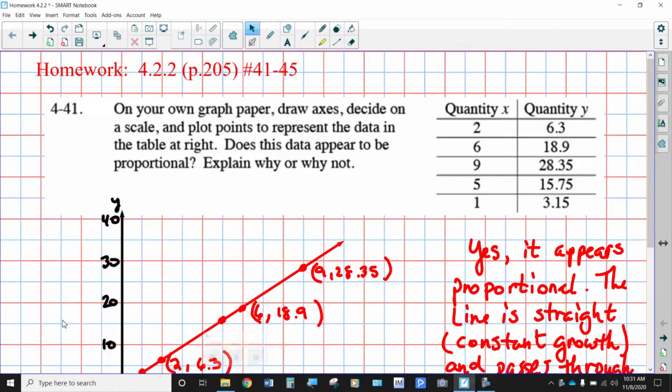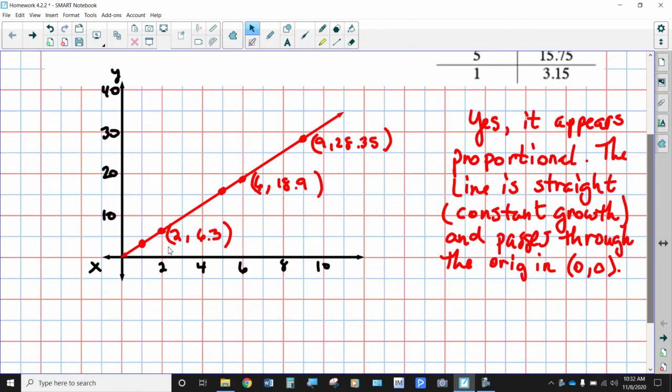Alrighty, let's take a look at our homework for lesson 4.2.2, problems 41 through 45. Directions say on your own graph paper, draw axes, decide on a scale, and plot the points that are over here in this table. Then it asks, does this appear to be proportional or not? So looking at the values for x, it looks like we need to be able to go all the way to 9 on the x-axis. So choose your counting sequence, and I just decided to count by ones, didn't have to go too far.